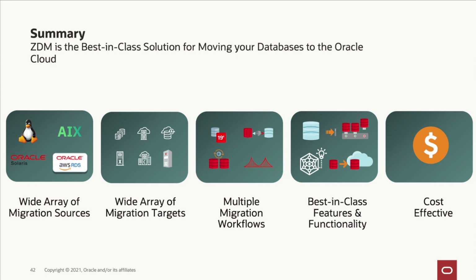You can migrate your databases to Database Cloud Service Virtual Machine, to Exadata Cloud Service, to Exadata Cloud at Customer, to Exadata on-premises, and you can migrate your databases to the Autonomous Database, both in Autonomous Transaction Processing and in Autonomous Data Warehouse. You have multiple migration workflows, both physical and logical, using either an offline or an online methodology, depending on your choice and your migration needs.